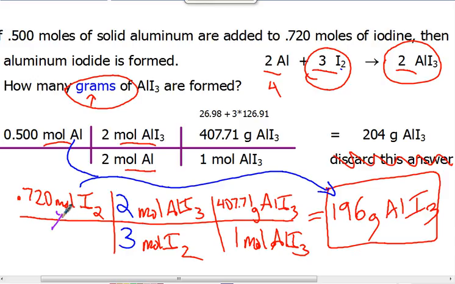And let's label these other pieces over here. This now has a name. It is called the limiting reactant. Why is that a good name for that thing? Why is the iodine the limiting reactant? It limits our use. It limits our abilities. It limits how far we can go. This one, the aluminum, is called the excess. Because there's extra. There's going to be leftover aluminum.